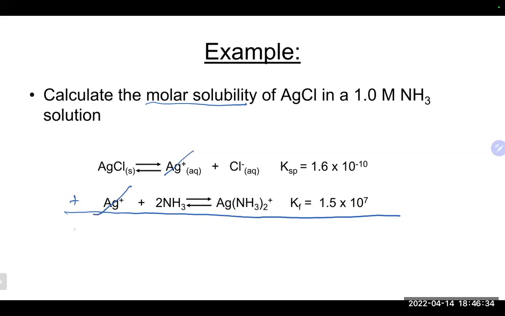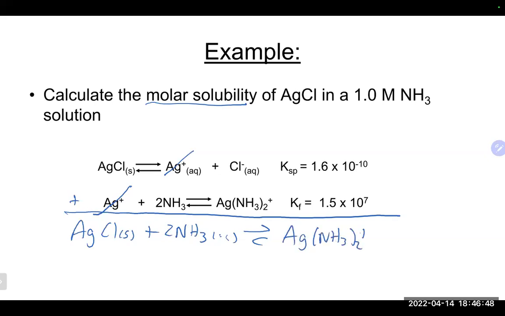And what we are left with is the silver chloride, which is a solid, plus some ammonia that you're going to add to it, and we're going to get this silver complex ion and some chloride that's still floating around in that solution. Can I get a K value for this reaction?